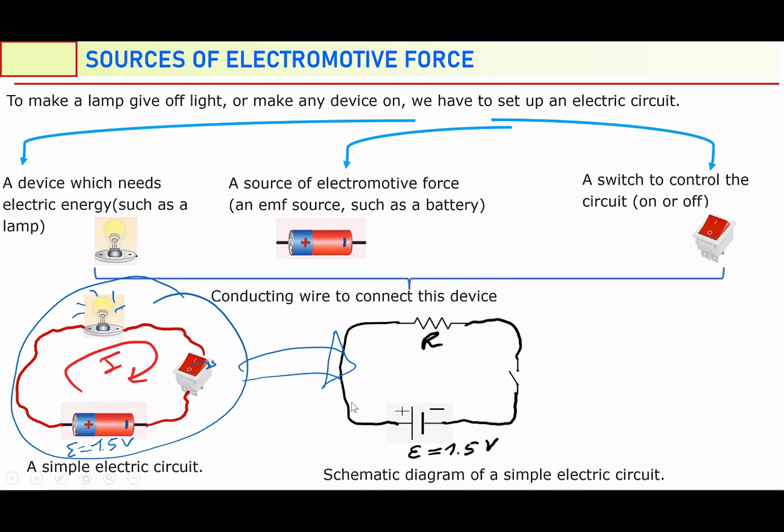When you switch on the circuit, as soon as you make the switch on, electric current will start from the positive terminal of the battery, pass through the lamp, pass through the switch to the negative terminal of the battery, and this lamp will start giving light. This is what an electric circuit is.